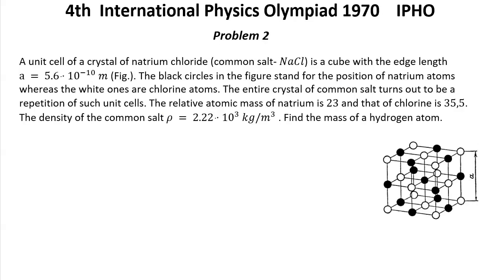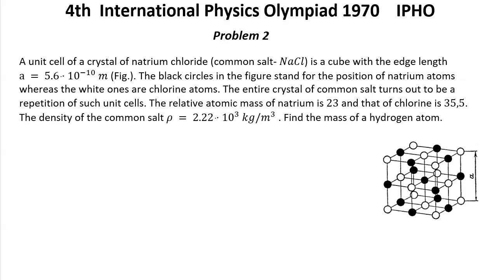4th International Physics Olympiad, year 1970, IPHO. Problem number 2. A unit cell of a crystal of natrium chloride, common salt, is a cube with the edge length a equal to 5.6 multiplied by 10 power negative 10 meters.